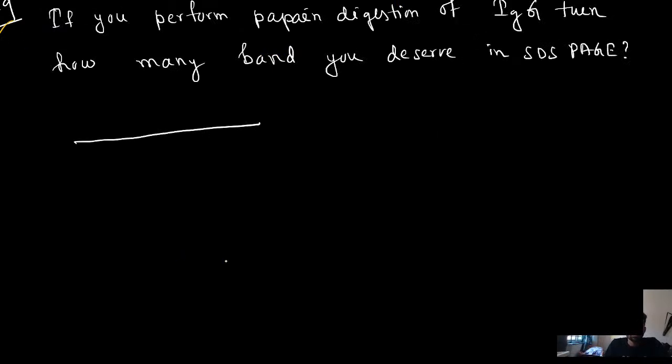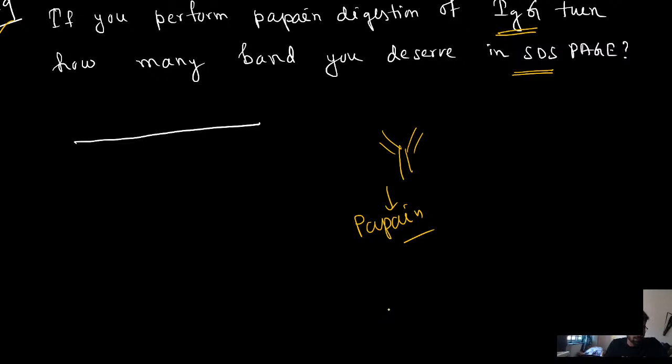If you perform papain digestion of immunoglobulin G, then how many bands do you observe in SDS-PAGE? Okay, you are performing IgG papain digestion. I hope you know what is the meaning of papain digestion. You have to know the meaning of papain digestion. Can you please quickly tell me?